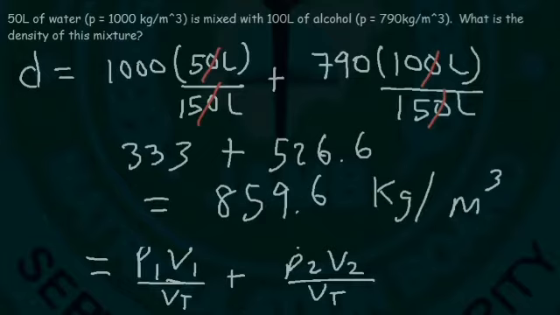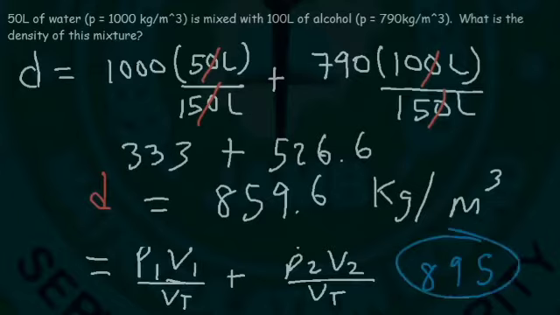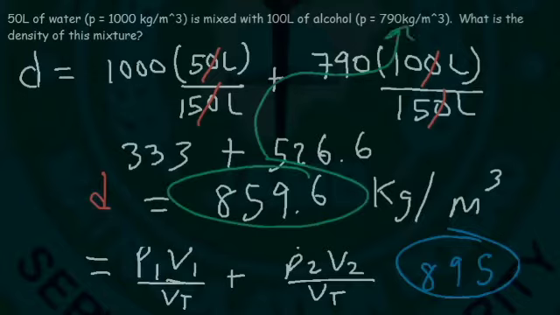And it makes sense though. Notice that the density of the mixture is between the density of water and the density of alcohol. Now it's not exactly in the middle. If you average 1,000 and 790, if you add the two numbers and then divide by 2, the average between those two numbers is 895. Now, if we were to mix 50 liters of water with 50 liters of alcohol, then the density of the mixture should be 895. But notice that the density of the mixture is closer to the density of the alcohol. It's between 790 and 895 as opposed to 895 and 1,000.